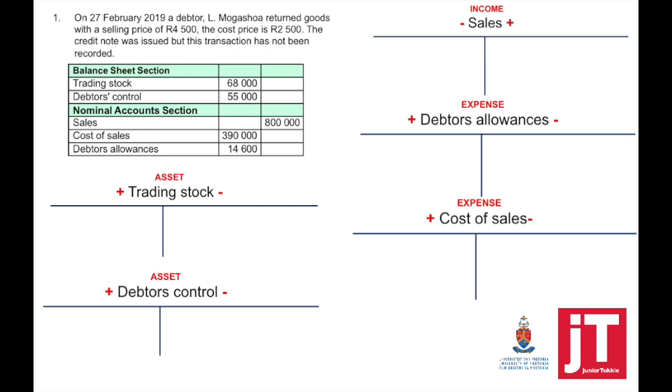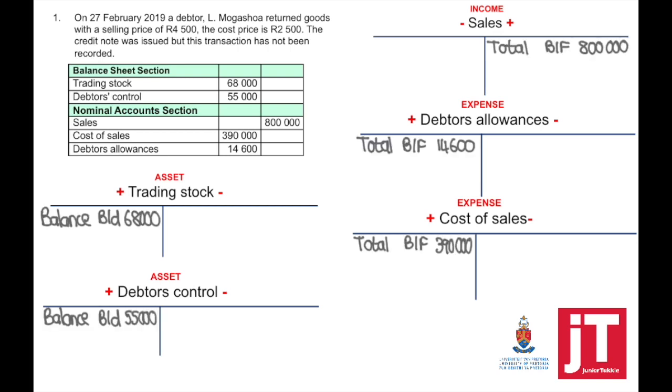So starting with the opening balances and totals. Trading stock is an asset, so it will appear on the debit side. Debtors control is an asset, so the opening balance is on the debit side. Sales is an income, total brought forward on the credit side. Debtors allowances is regarded as an expense, so the total brought forward is on the debit side. Cost of sales is regarded as an expense, so it will appear on the debit side.